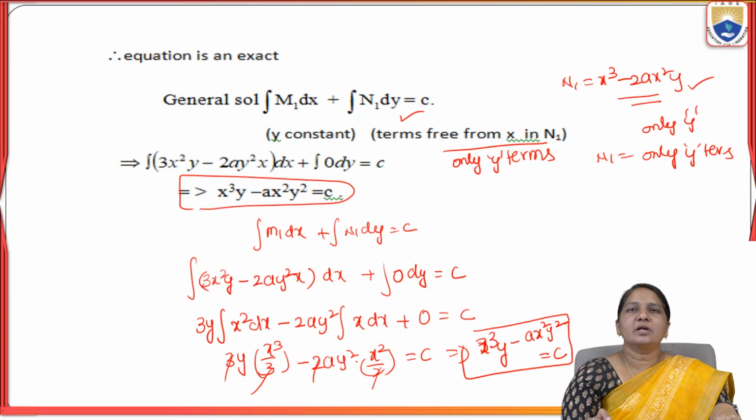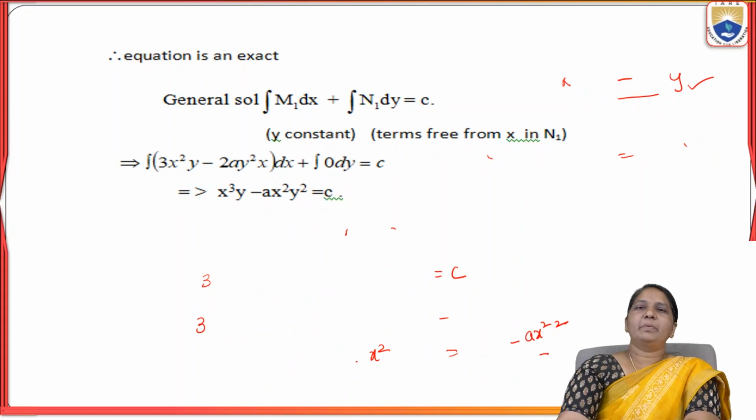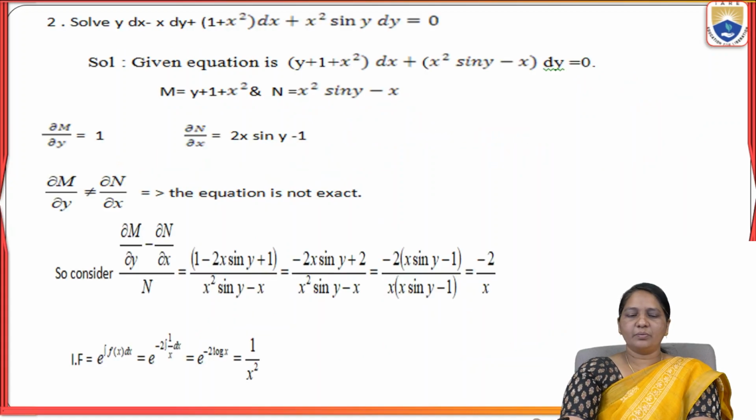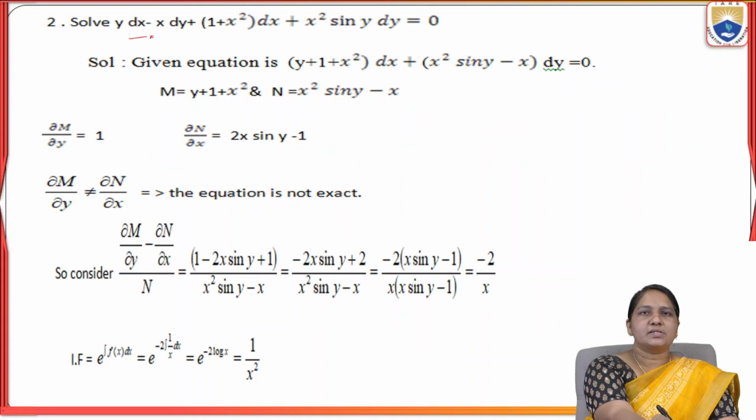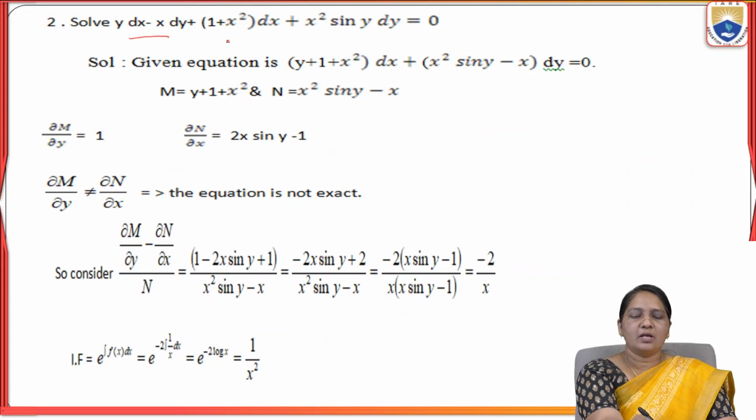So for the non-exact, we are going to convert into an exact differential equation by using the integrating factor which is suitable to that equation. To get better clarity about this method, we are moving to one more example. We can see here, solve y dx minus x dy plus (1 plus x square) dx plus x square sin y dy equal to 0.